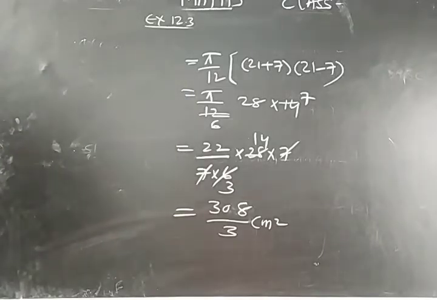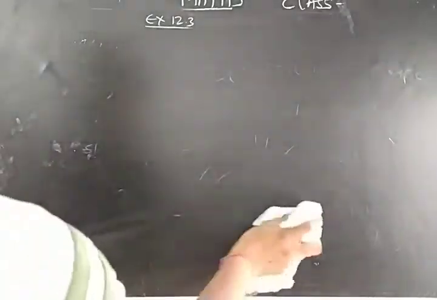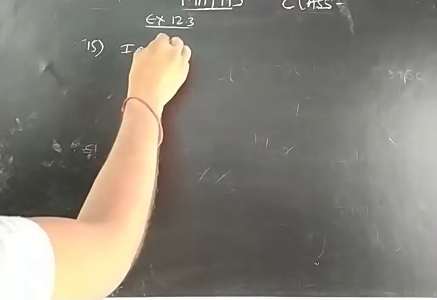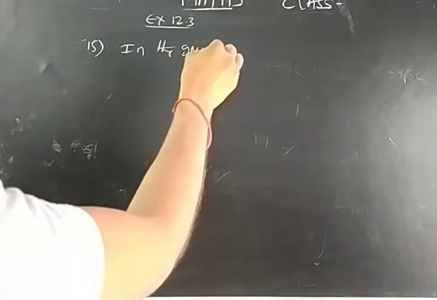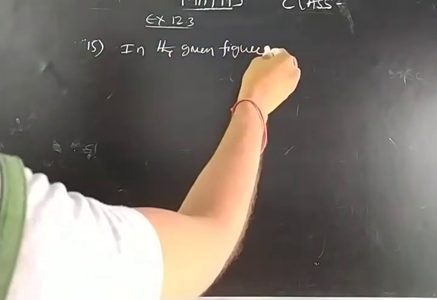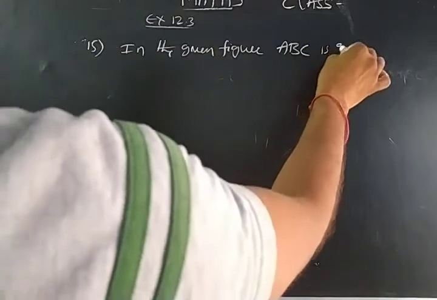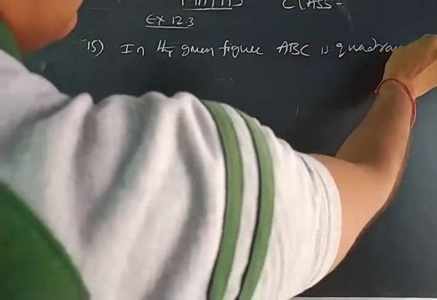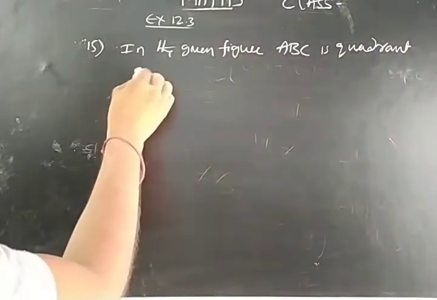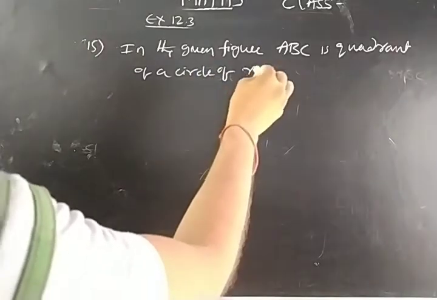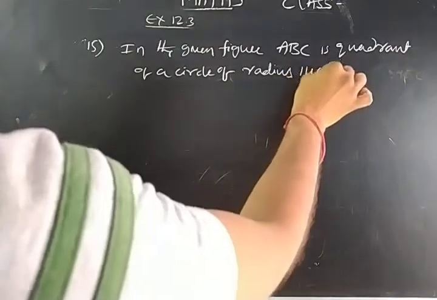Now, next problem, the 15th problem. In the given figure, ABC is a quadrant of a circle of radius 14 centimeters.